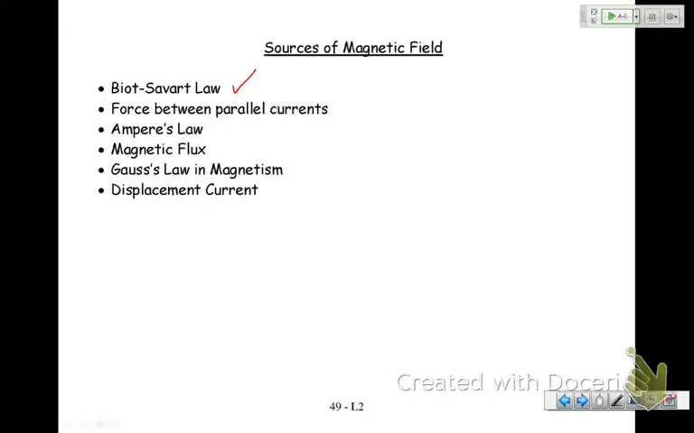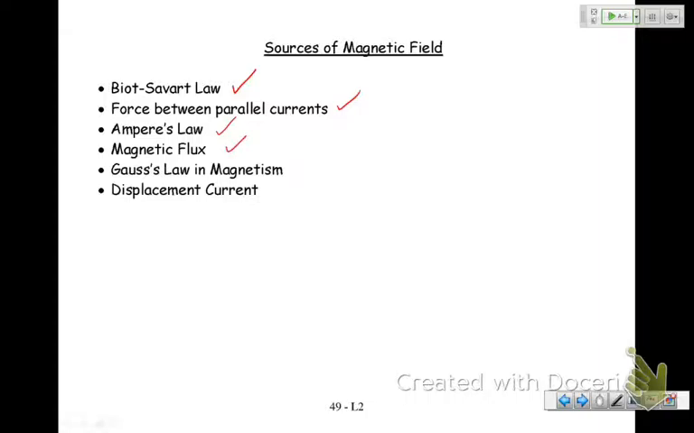And then we'll do some interesting things like force between parallel currents. We'll go on to Ampere's law. And I'd like you to focus on Ampere's law. I'd love it if I can say to you, what is Ampere's law? And you're going to tell me what Ampere's law is by name. And then we'll talk about magnetic flux.